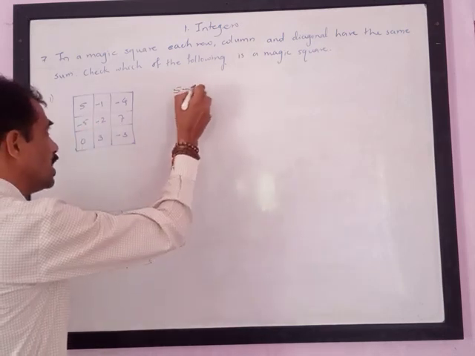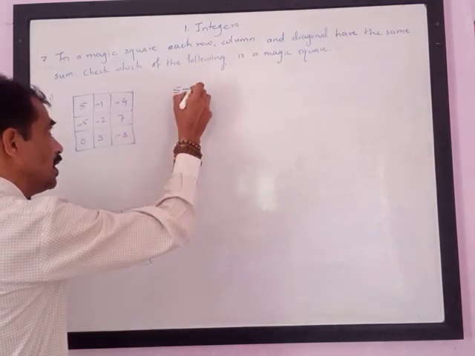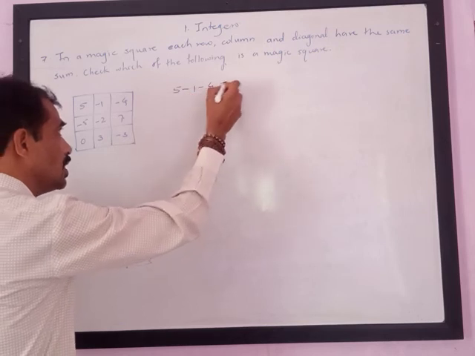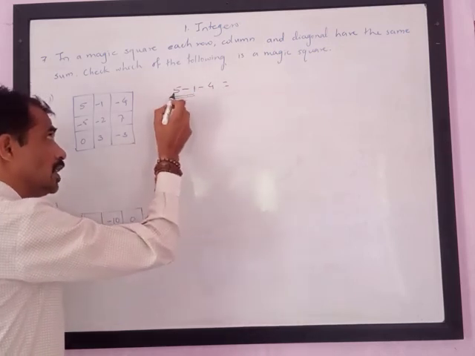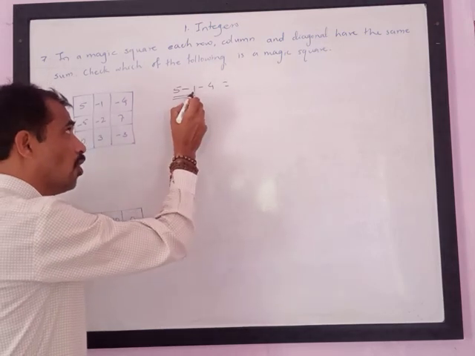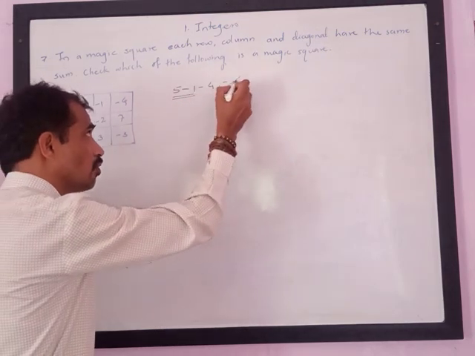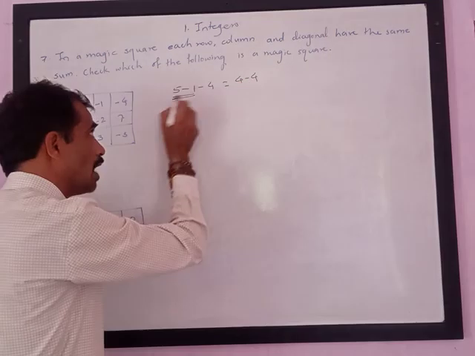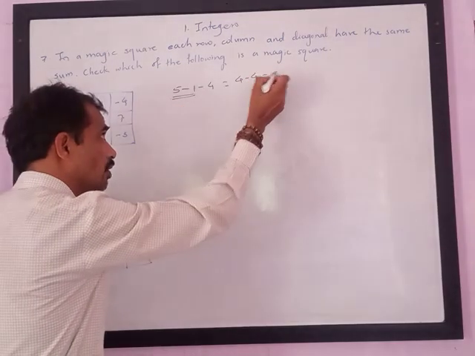5 minus 4 minus 1 minus 4. So we can do the first operation. Negative 5 minus 1 is 4 and 4 minus 4 is 0. I have done this operation first. That is equal to 0.